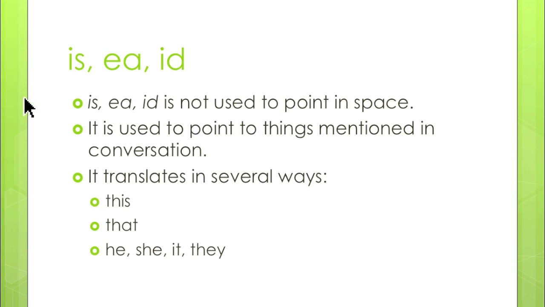Now, is, ea, id is a demonstrative, but it is not used to point in space. It is used to point to things mentioned in conversation. It translates in several ways, sometimes this, sometimes that. More commonly, it translates as he, she, it, or they. We'll see why this is the case in a moment.